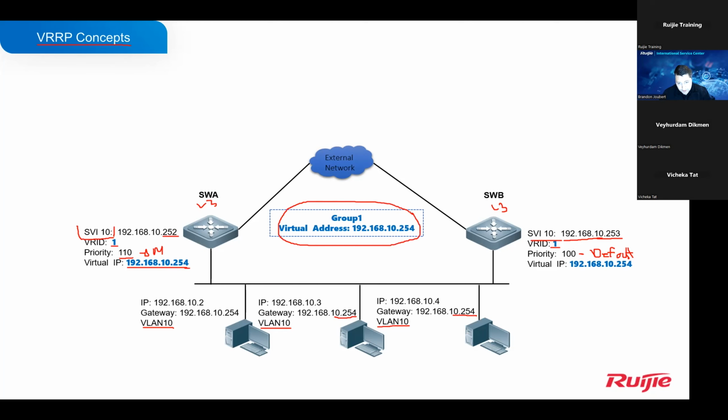Once you've configured all of this, a virtual router will be created. Once the virtual router is created, you will get your master role. As I've mentioned, the one with the highest priority will become the master, and the other router will become a backup router, as you can see on this slide here. Now, this virtual address or virtual router or floating router will attach itself to the master device.